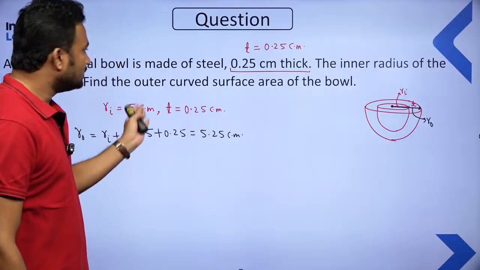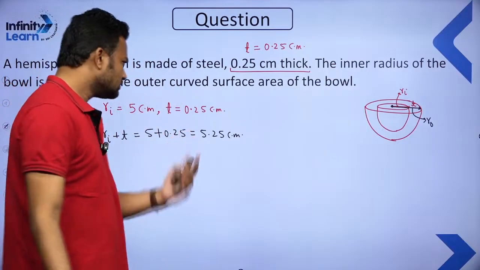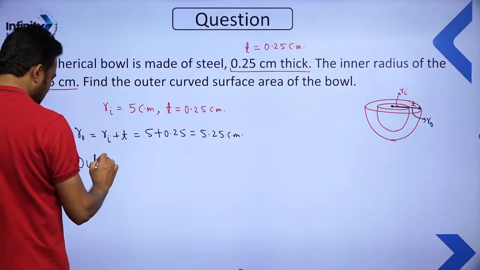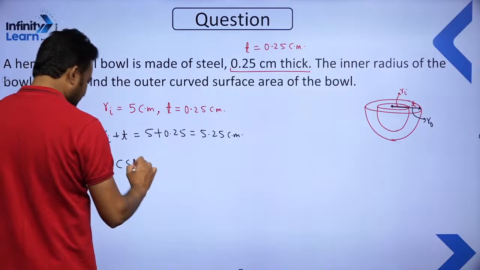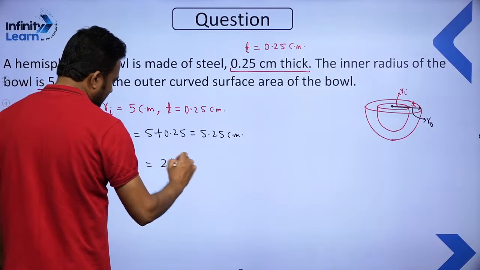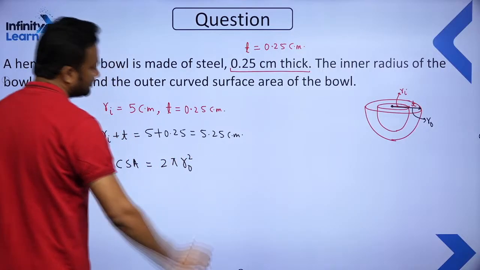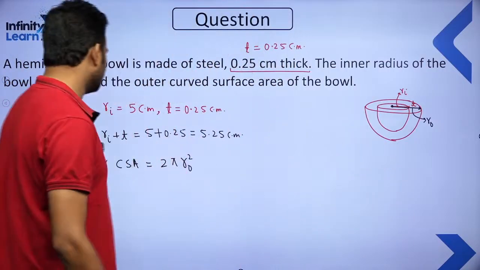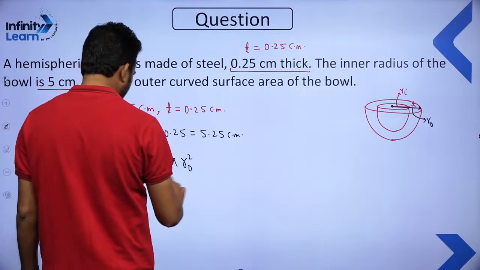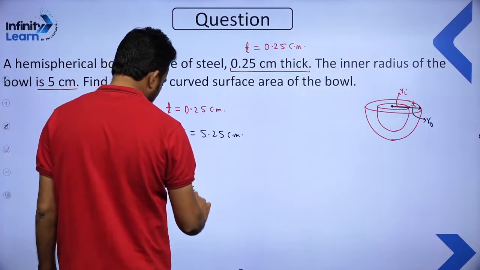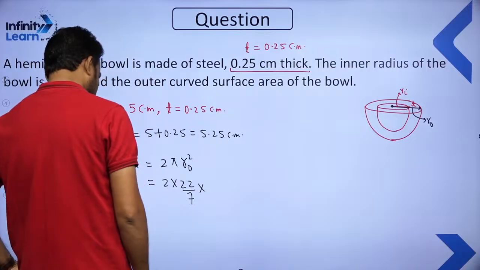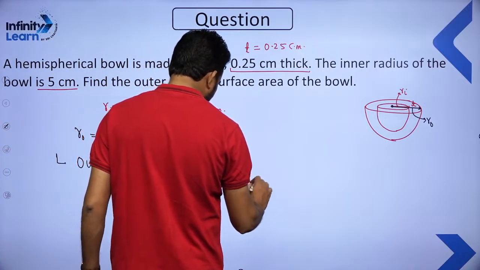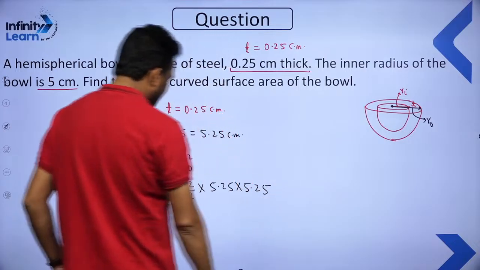Question is find outer curved surface area of the ball. So we use outer radius. So outer curved surface area is 2 pi Ro square. So Ro stands for outer radius. Let us put the values over here. So you will get 2 into 22/7 into 5.25 into 5.25. So please simplify this.